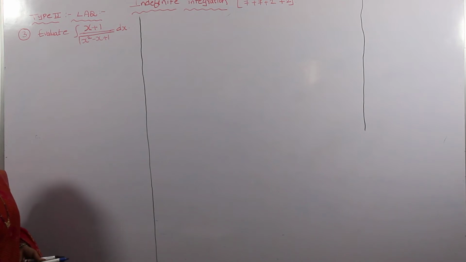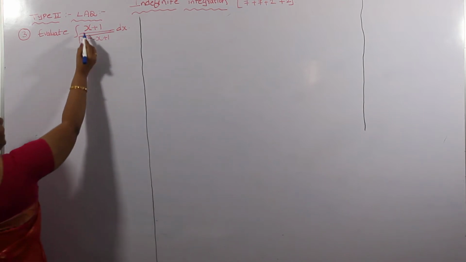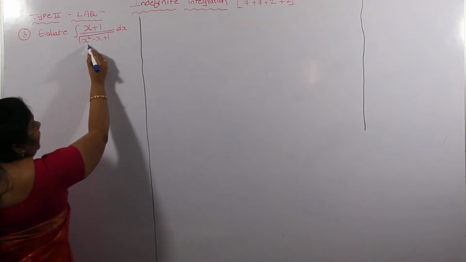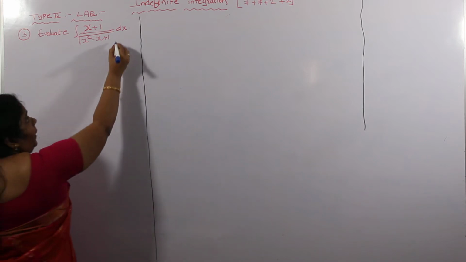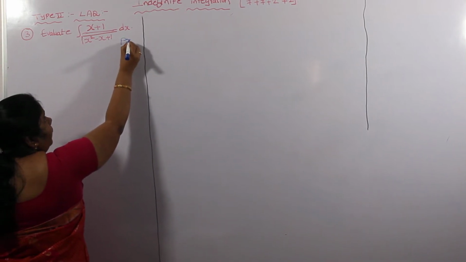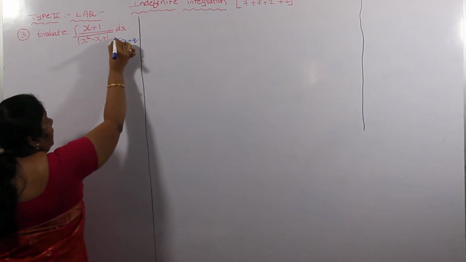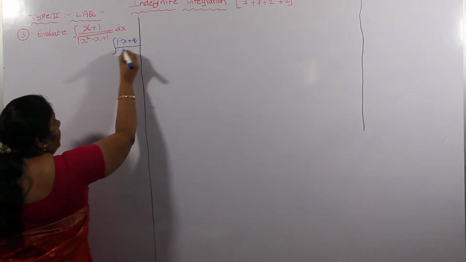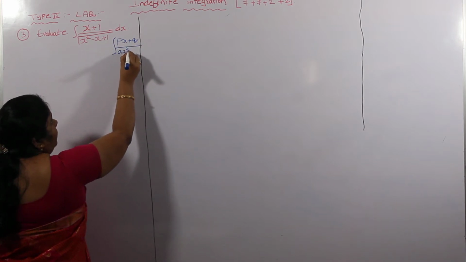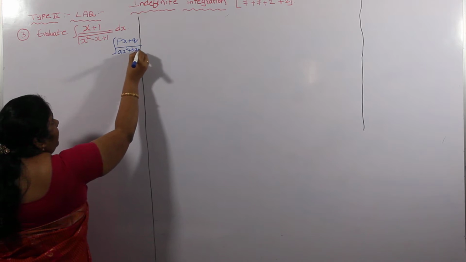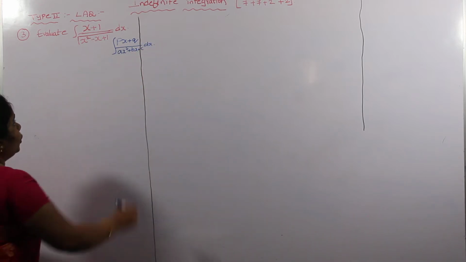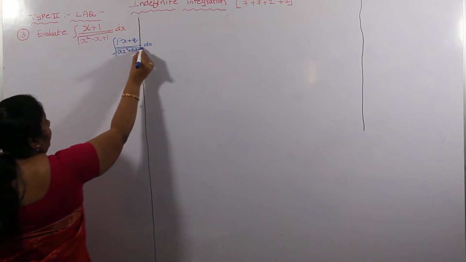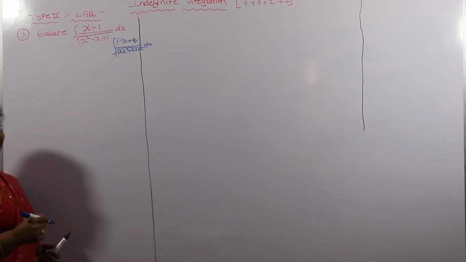Also type 2. Third equation: evaluate the integral of (x plus 1) by root over (x square minus x plus 1) dx. This is in the form of the integral of (px plus q) by root over (ax square plus bx plus c) dx. This is type 2.